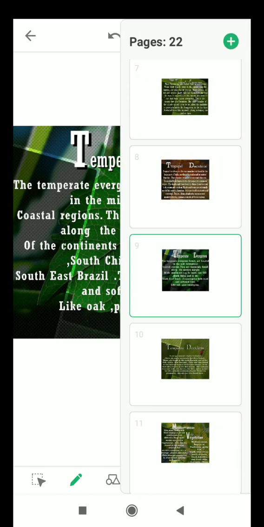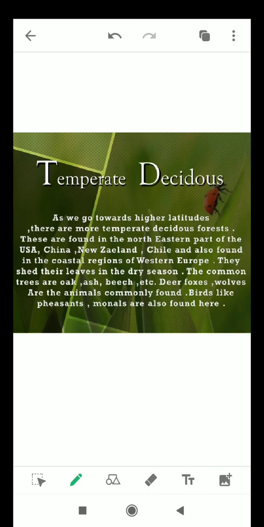The next we have is temperate deciduous forest. Temperate deciduous forests are mainly confined to the northeastern part of USA, northwestern Europe, North China, Japan, South Korea, etc. In winter, the trees of these forests lose their leaves, and they do not grow. Some common trees include oak, ash, poplar, redwood, maple, and beech.